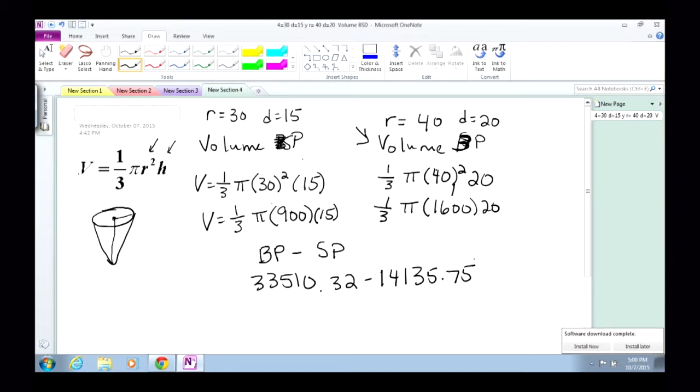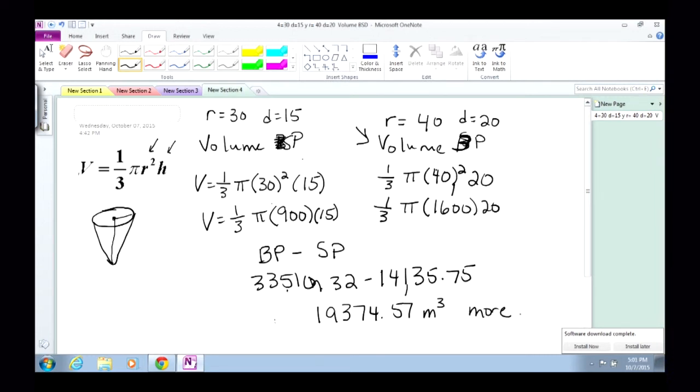So again, now what we were looking for, look back at the question. He wanted to increase his pond. How much more water is that pond going to hold? So I'm just going to do this subtraction, 33,510.32 minus 14,135.75. So this pond is going to hold 19,374.57 cubic meters of water more. So we could say meters cubed.